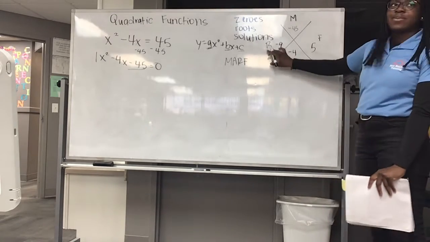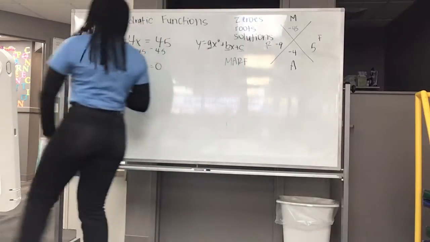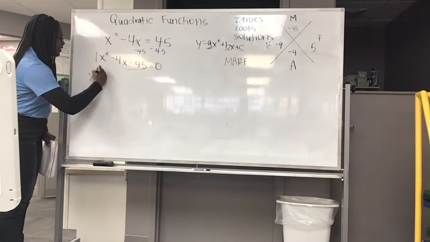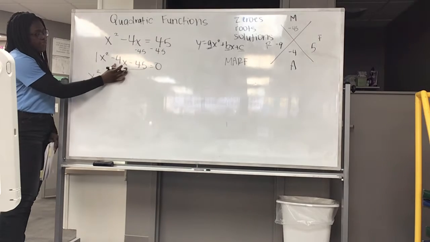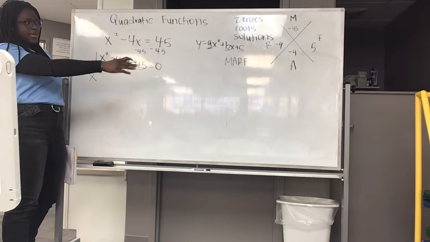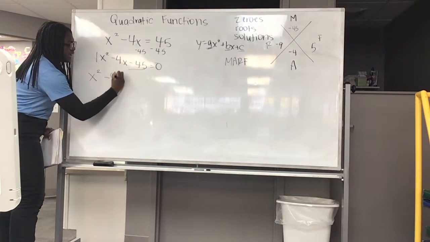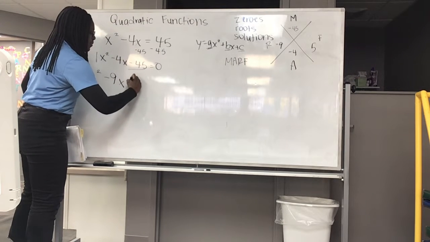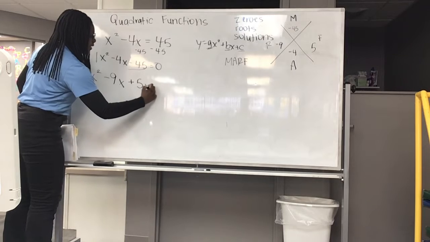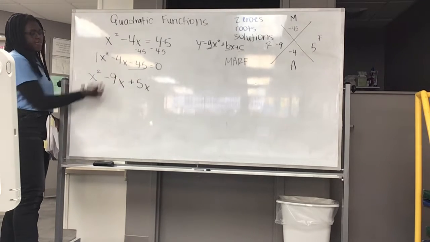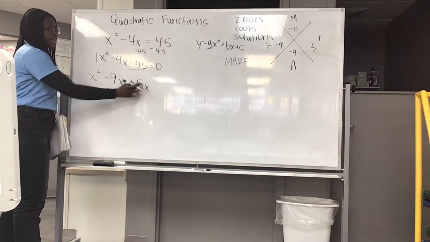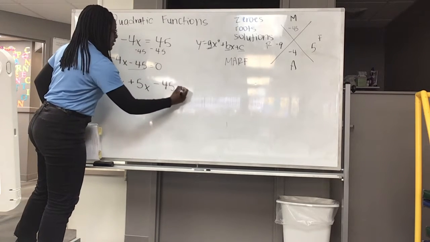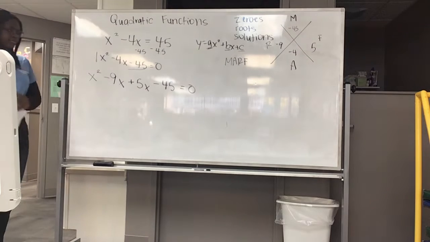And so next step is to rewrite. So we start off with our x squared. We don't do anything with that. And then instead of negative 4x, we're going to replace it with those two numbers we found. So negative 9, we're going to add an x. And then plus 5x. So we replace negative 4x with negative 9x plus 5x. And then I'm going to rewrite my negative 45. Okay, and then equals 0.